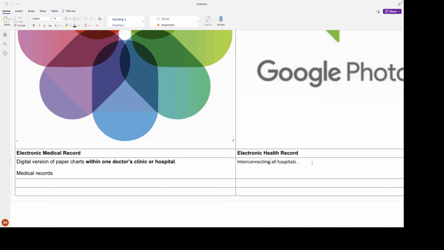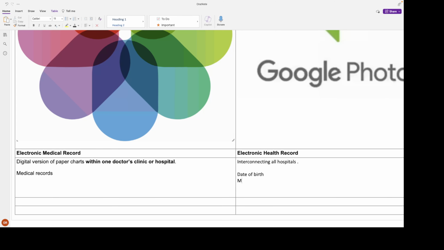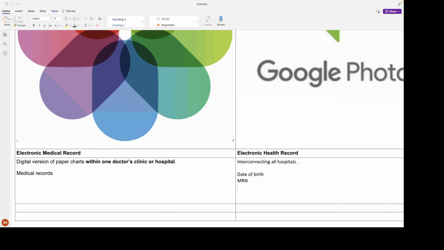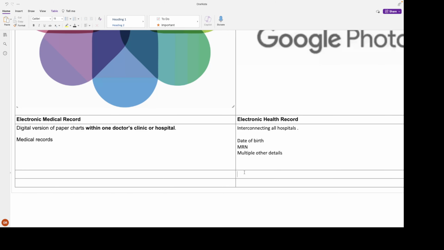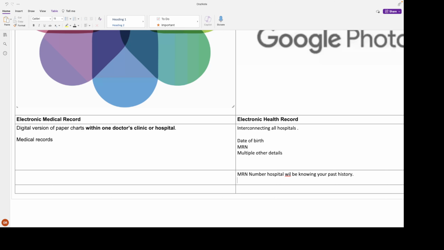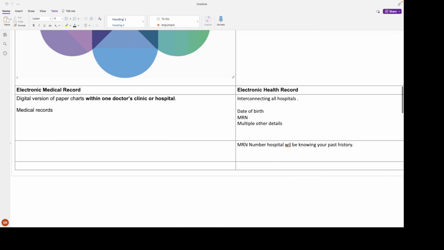Both look the same. For example, in EHR, details like your date of birth, your MRN, and multiple other details will be shared. So if you are going to hospital 1 and then going to hospital 2 after 10 years, by entering your MRN number, hospital 2 will know your past history. That's very cool, right? Even after 10 years, if you go to any specific hospital and they enter your MRN, they will get your allergies and your past details. So it would be very easy for them to treat you.